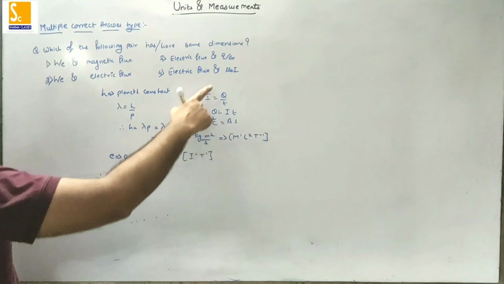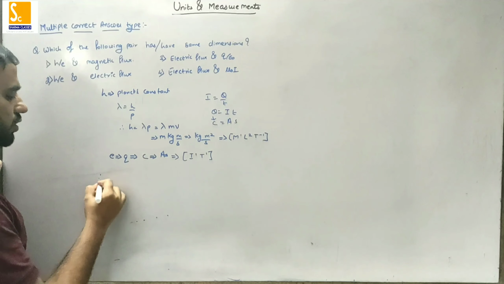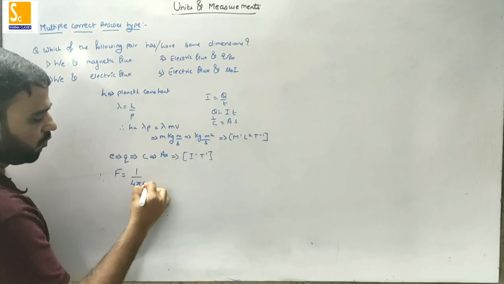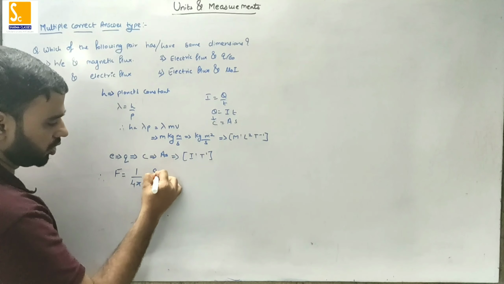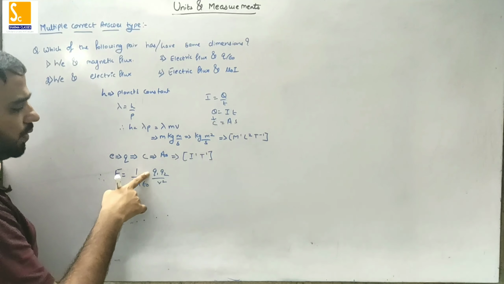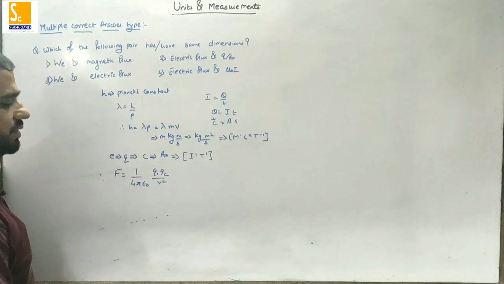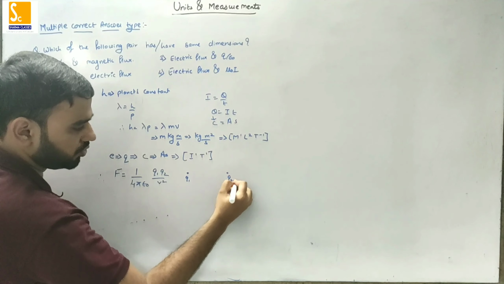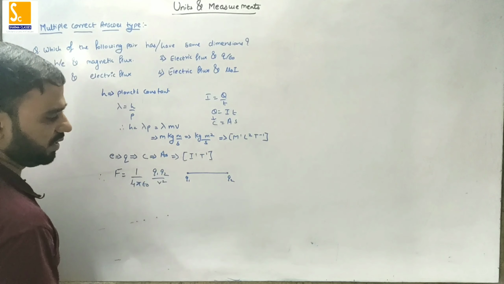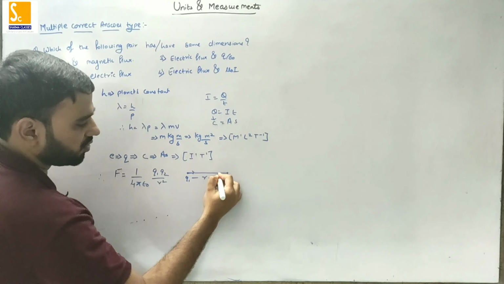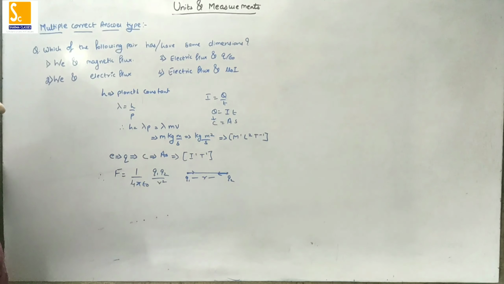Okay, to find out the dimensional formula for epsilon naught, we will use one relation, that is F is equal to 1 upon 4 pi epsilon naught Q1 Q2 upon R square. F is the force, Q1 Q2 are the charges, R is the distance between these two charges. Okay, in Coulomb's formula, Q1 and Q2 are the two charges separated by some distance R. These two charges experience a force of attraction or repulsion, depending on the nature of the charge.